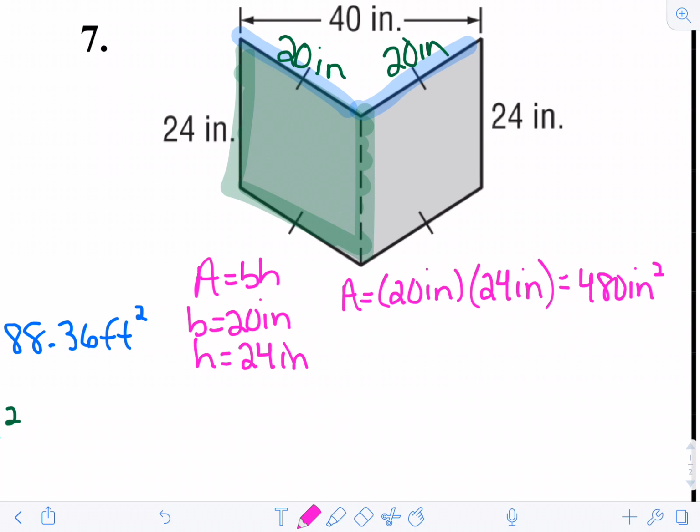So remember, that's just 1 over here, and I have 2 in there, so this is 480 inches squared. So what I'm going to do is I'm going to times this by 2, and when I do that, I'll get 960 inches squared.